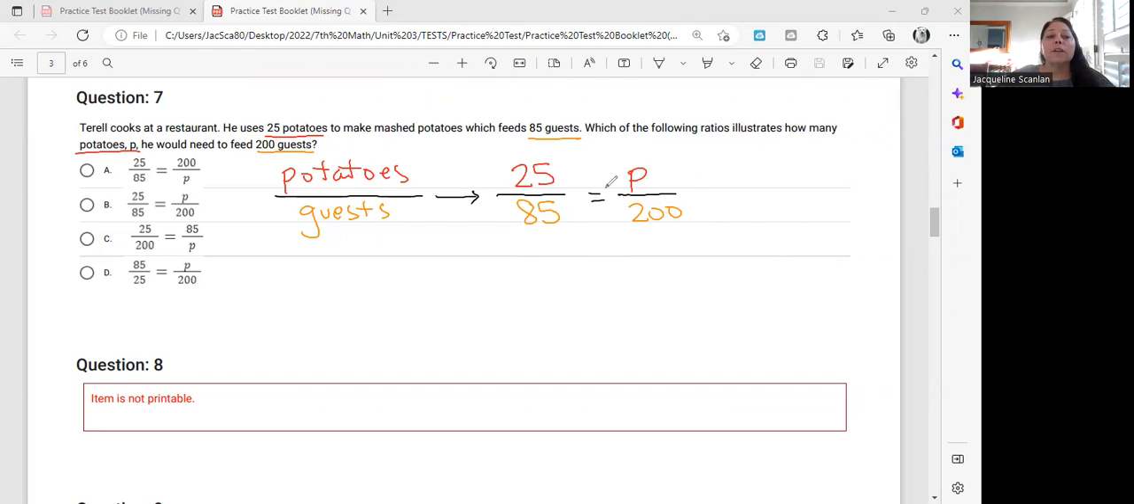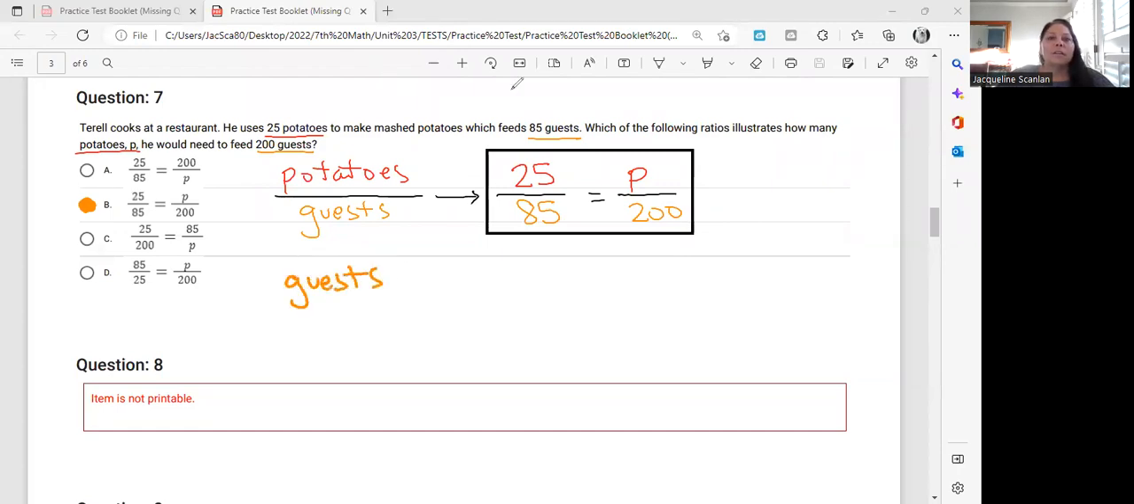I'm going to look and see if any of the proportions that are listed match it. And as a matter of fact, one of them does. It's letter B. Now, just as a point, ladies and gents, I can do a lot of things to this overall proportion, right? I can flip it any way I want to, just so long as I keep all of this stuff proportional. So watch what I could do. If I wanted to, I could do guests over potatoes.